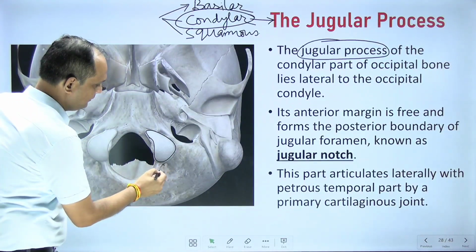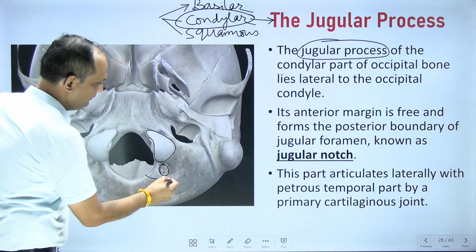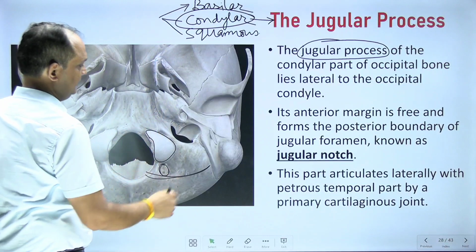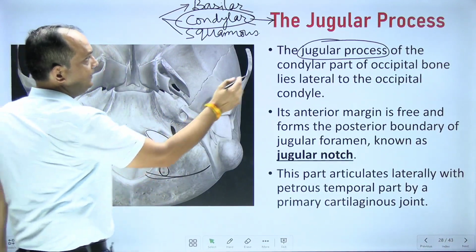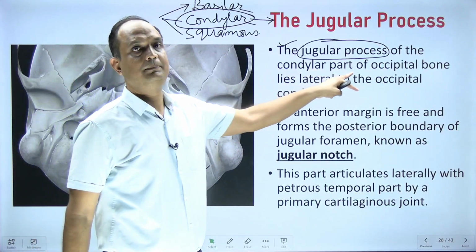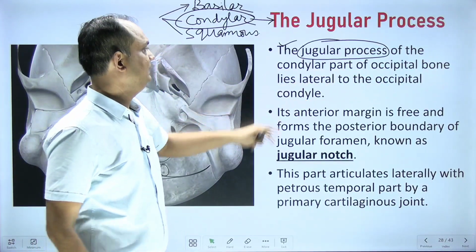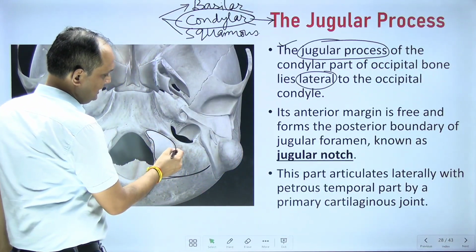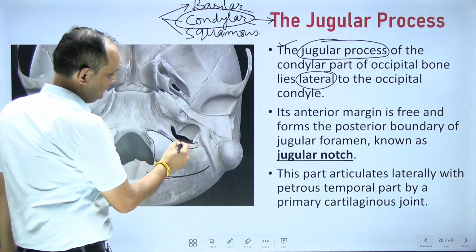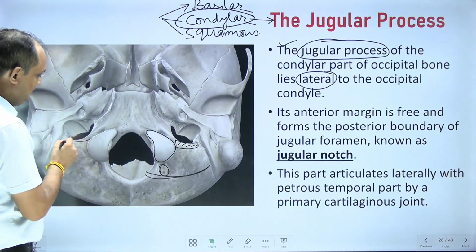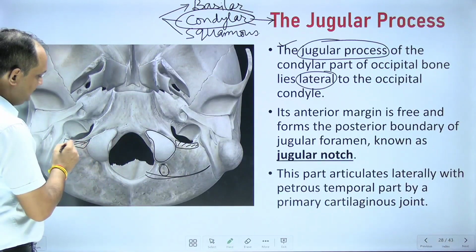And this is your posterior fossa. Now, from here if you draw the line, this is your condylar part. Now, in this condylar part, we are talking about the jugular process. So, jugular process is a part of condylar part of occipital bone, but it lies lateral to the condyles. That means these are the condyles, and lateral to condyle means this area. We are talking about this part which is laterally placed to the occipital condyles.